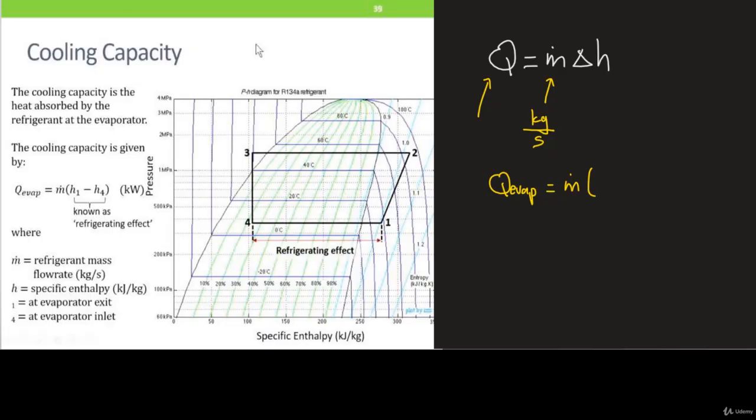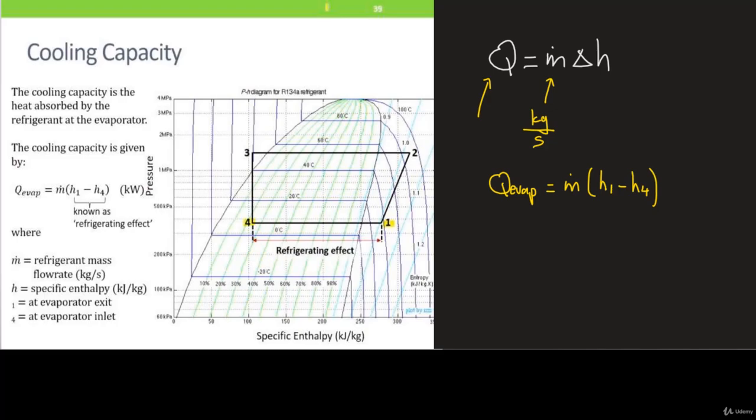Why? If you look at the pH diagram, the cooling takes place when your refrigerant is moving from point 4 towards point 1. Remember that is the part where the refrigerant absorbs energy from the room at the evaporator side. So between point 4 and point 1, what is the gain in enthalpy? That is your delta H. So in short, you can write m dot (H1 minus H4).